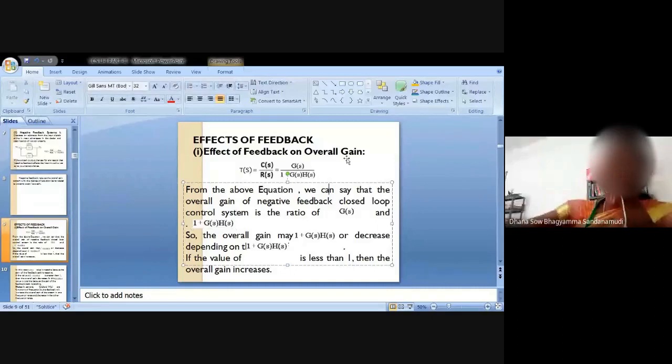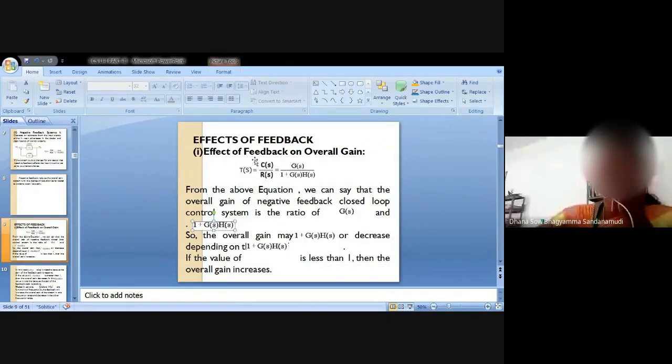Effect of feedback on overall gain. From the above equation, what can we say? The overall gain, here let us consider T(s). The T(s) value depends on G(s) and 1 plus G(s)H(s). From this equation, the overall gain, the transfer function T(s), depends on the value of G(s) and 1 plus G(s)H(s). So if 1 plus G(s)H(s) decreases, then T(s) increases. If 1 plus G(s)H(s) increases, then T(s) decreases.